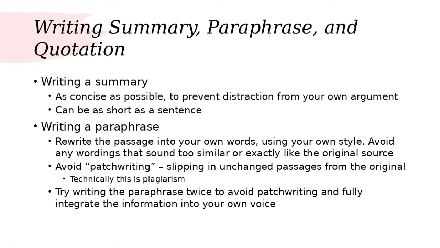Now let's talk about summary, paraphrase, and quotation, actually writing it. When you're writing summary, it needs to be as concise as possible to prevent distraction from your own argument. Summaries can be as short as a sentence, but for the purposes of the assignment you're doing right now for the anti-bibliography, I do want slightly longer summaries so that I can get the feeling that you have fully read the articles and understand what they're about. Keep in mind, another element of an anti-bib is that you have to evaluate those sources based on whether they are usable for your own research question or not.